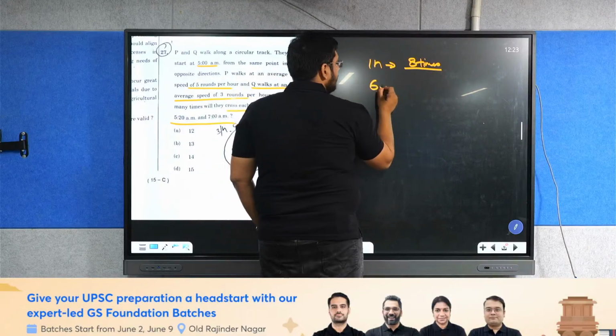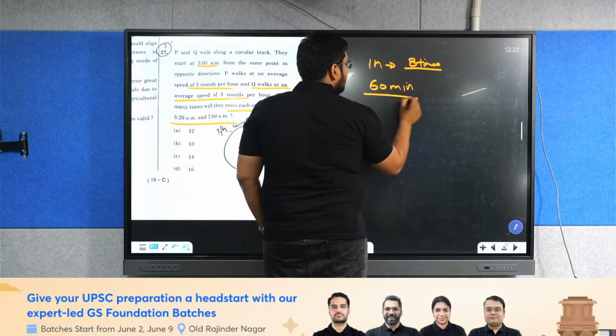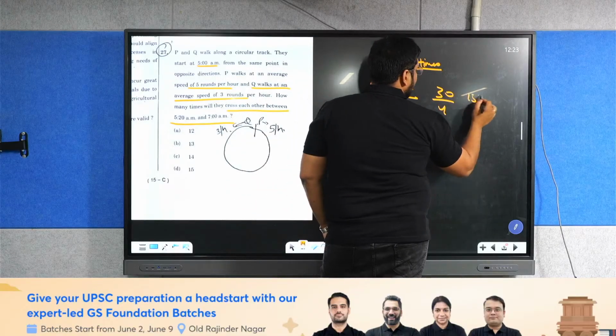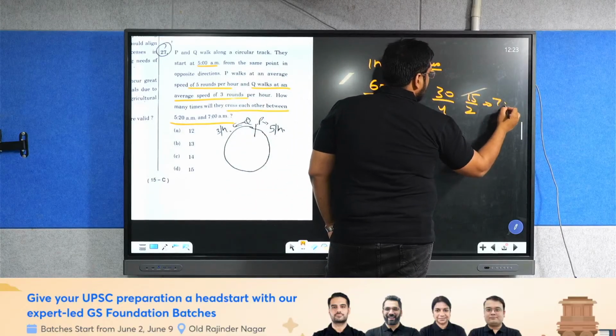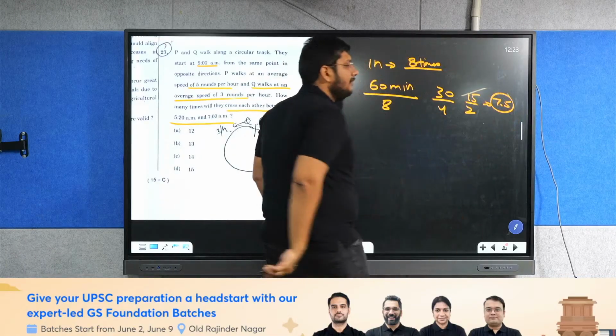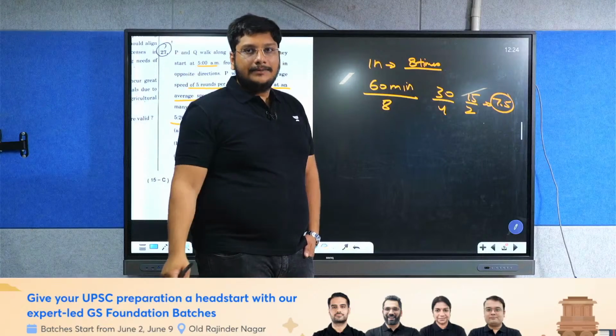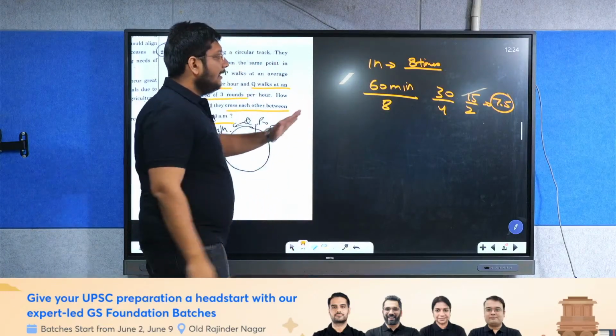1 hour is equal to 60 minutes. In 60 minutes, they are meeting 8 times. That means in 30 minutes, they are meeting 4 times. 15 minutes, 2 times. That means they are meeting exactly at 7.5 minutes. Every 7.5 minutes, they are meeting once. Clear? Till here it is clear.